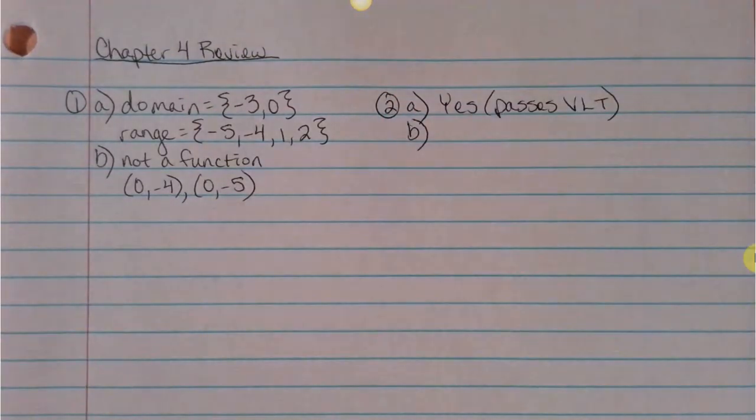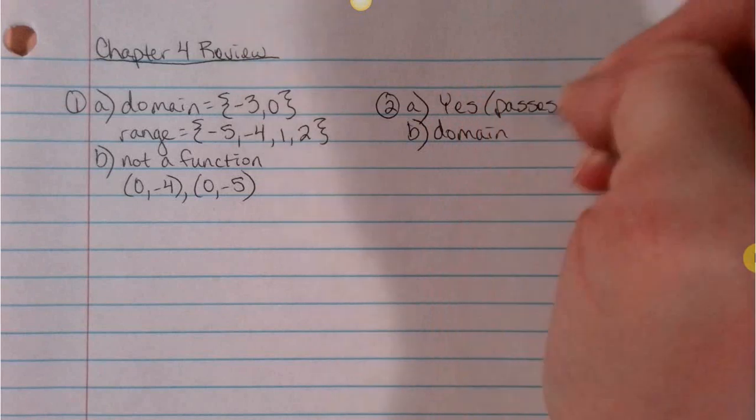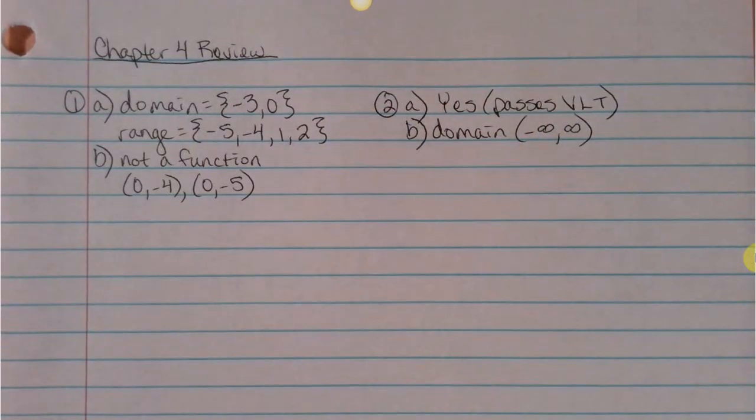So domain, this is where we're asking ourselves how far to the left and then how far to the right does this graph go. And remember, those arrows on the ends tell us that it keeps on going forever. So the domain of this graph is going to be all real numbers, or in interval notation, -infinity to infinity.